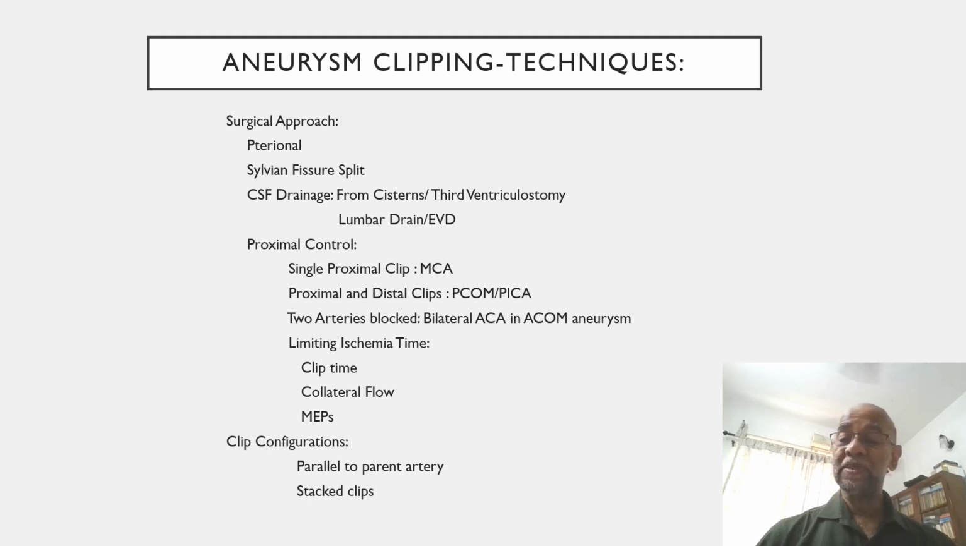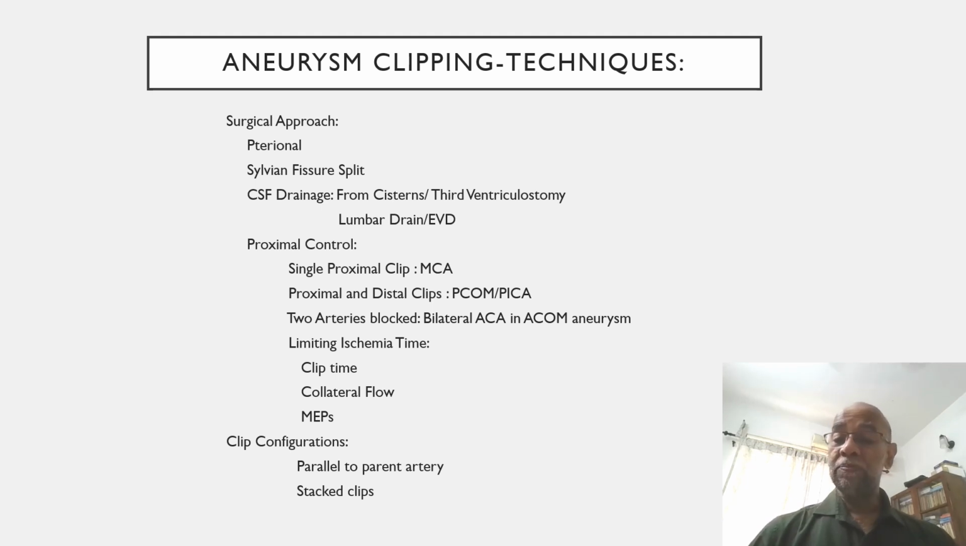The next important surgical step is achieving proximal control. Proximal control is when you want to decrease the flow into an aneurysm so that the aneurysm is softened, which will facilitate a more technically perfect and adequate clipping, and also prevent bleeds when the clip is being applied. In some cases, a single proximal clip is all that is required, like in an MCA aneurysm.